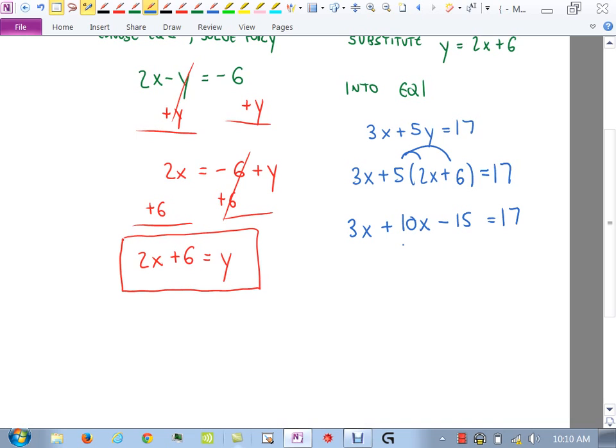I'm just seeing if anyone's paying attention. All right. Should be what? 30. Okay, thank you. Just want to know if I still have you or not here. All right, so 5 times 6 is 30. All right, now collect like terms. 3x and 10x is 13x plus 30 equals 17. I will subtract 30 on both sides to isolate the variable term.